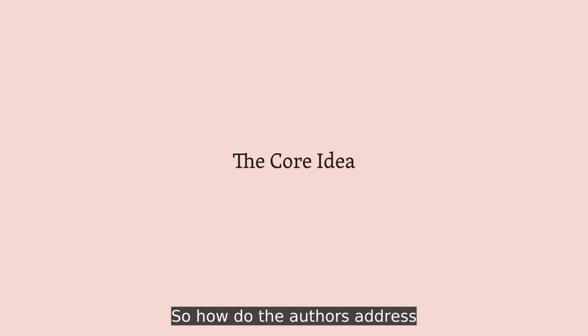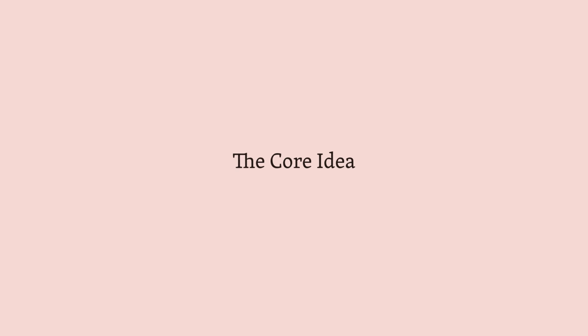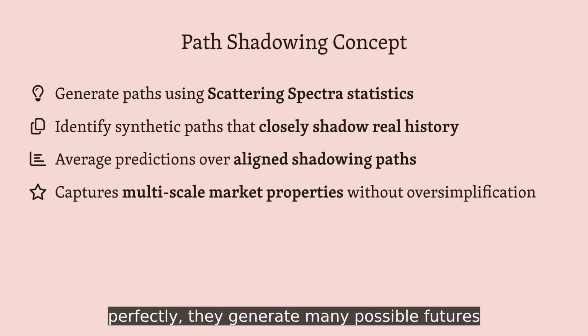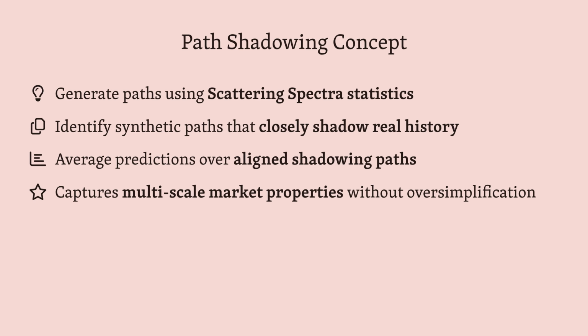So how do the authors address these fundamental limitations? The key insight is elegant. Instead of trying to fit one model perfectly, they generate many possible futures using a maximum entropy approach based on scattering spectra, then cherry-pick the paths that best match the statistical fingerprint of recent history.